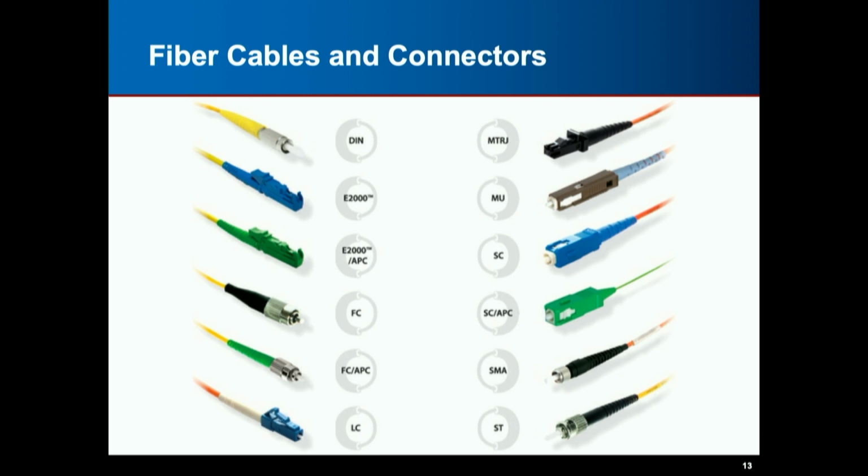Typically the blue tips means that it's, I'll talk more about this later, but it means it's a polished connector. The green tips mean it's an angled polished connector. There's a color code. There's a different scheme for every different fiber connector that's out there so that you know what you're getting and what you're plugging into.